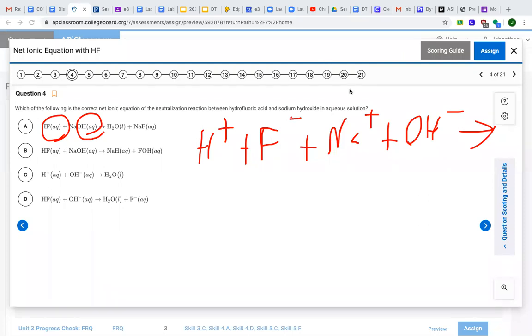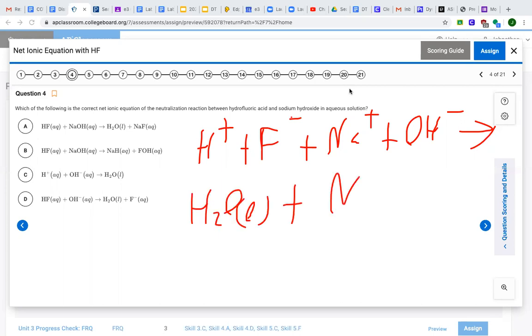Okay, so we're trying to figure out which one of these is the net ionic equation, right? If you look at these, the state indicators, aqueous, tell us that the aqueous components are broken apart into ions, so those are ionized in solution. I don't have a lot of real estate here on the screen, so I'm not going to put the state indicators, but all these H plus, F minus, Na plus, and OH minus are indeed aqueous. And then your products are H2O liquid plus Na plus F minus, right?